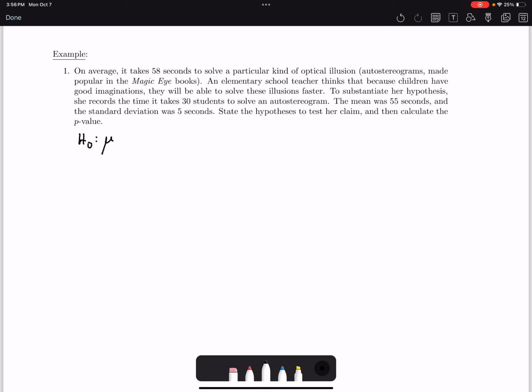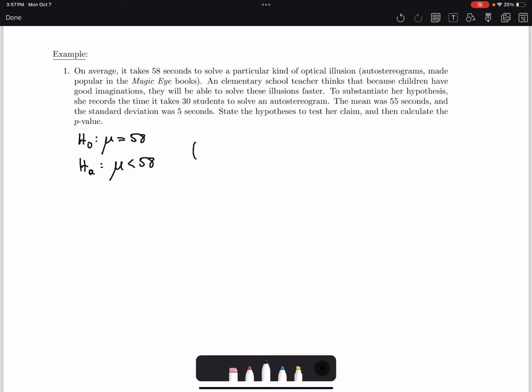The null hypothesis here is that it's going to take her students as long as it takes any other people to solve the puzzle, right? That mu will equal 58, just like it does for everybody else. The alternative is that her students will be able to solve it faster, right? That the alternative is that this teacher is correct, that her students will solve it in less than 58 seconds.